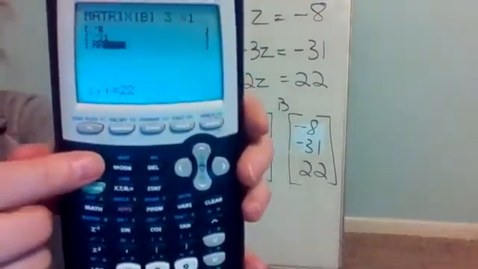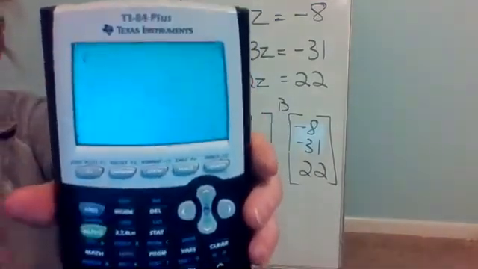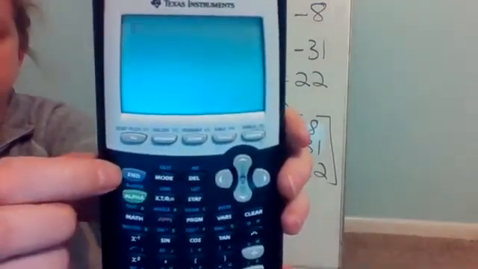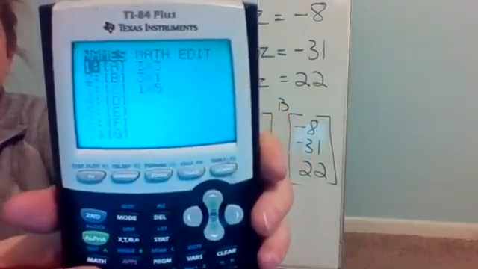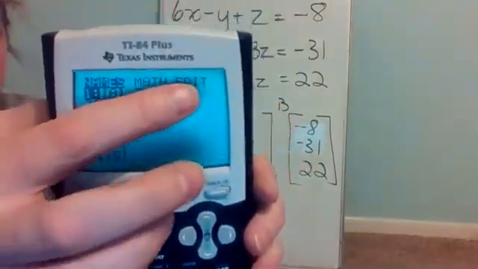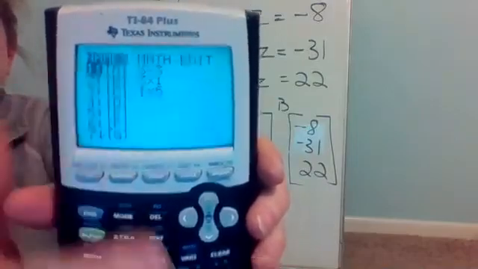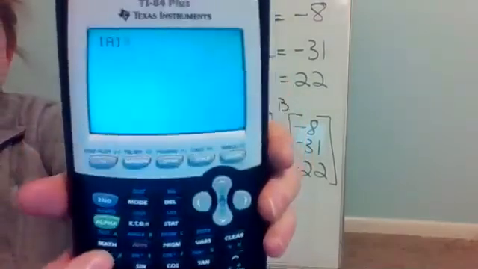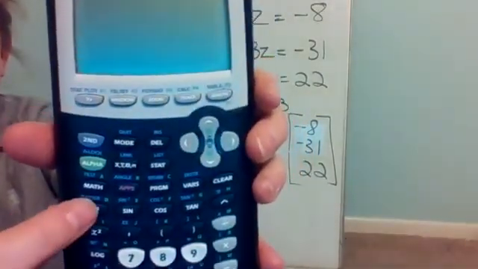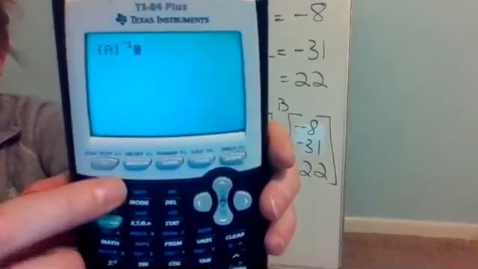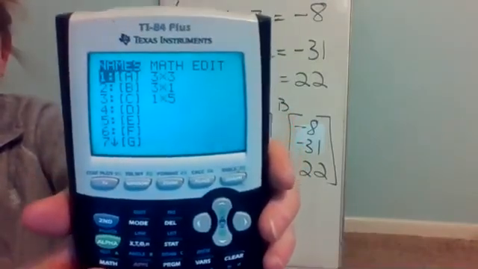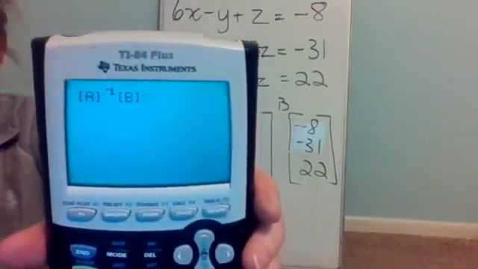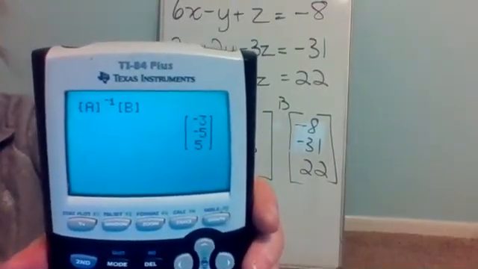Now you want to go to your home screen. So second, quit. Now is when you want to do the matrix A to the negative 1 matrix B. So second matrix, you're not changing matrices. You want to use this matrix that you just put in there. So hit enter, hit your negative 1 button, and then second matrix, make sure you go down to B. So down to B, enter, and then hit enter again.